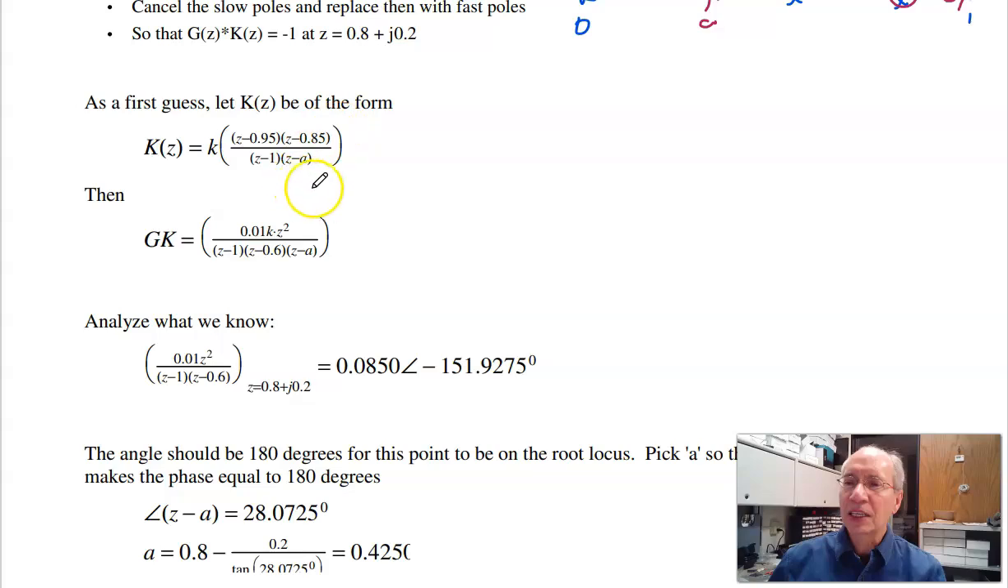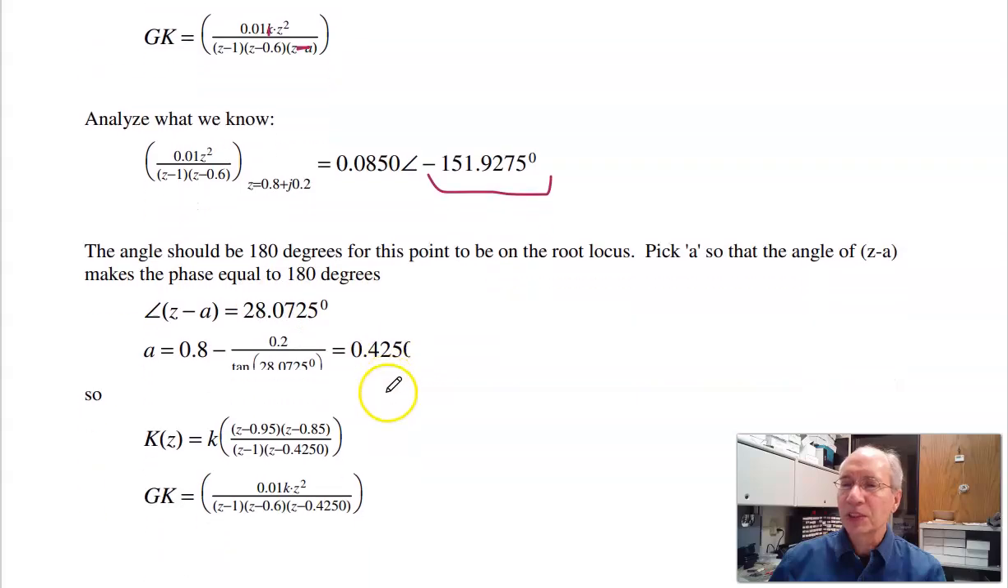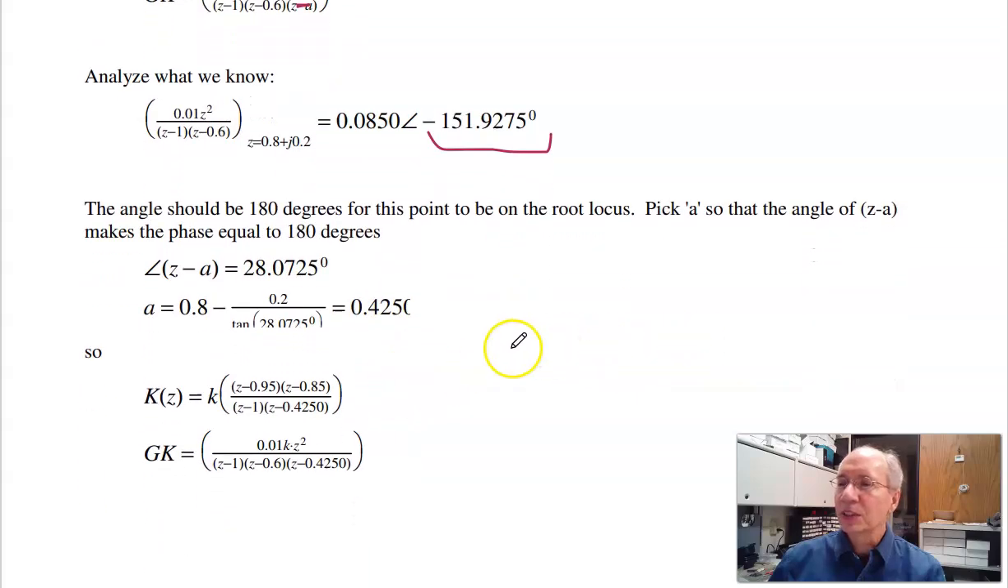Now to do that, I analyze everything that I know. I don't know K, I don't know A. Analyze everything else at my design point. Angle should be 180 degrees. It's not, it's less than that, so that's good. That means the pole that I ignored must add the remainder. It has 28.07 degrees. Doing some trig.